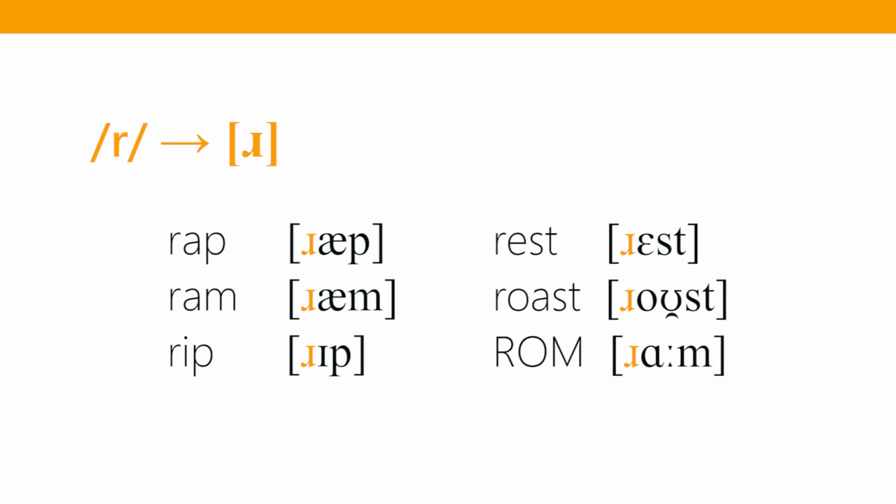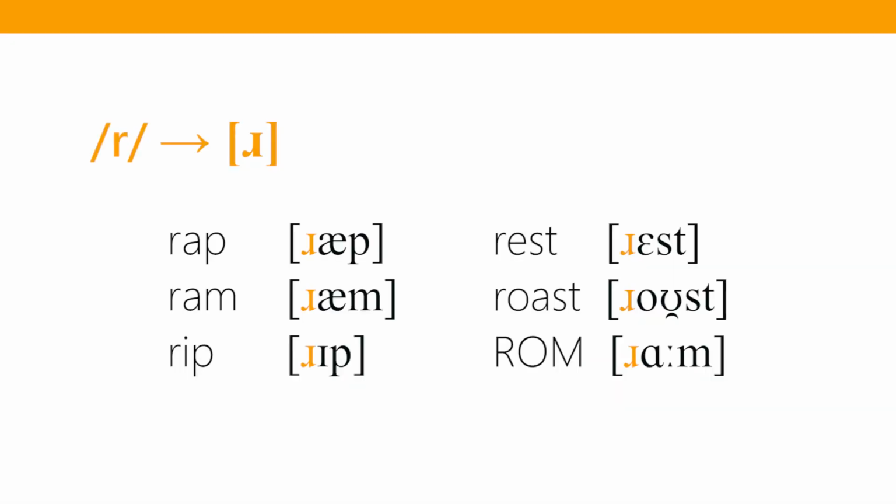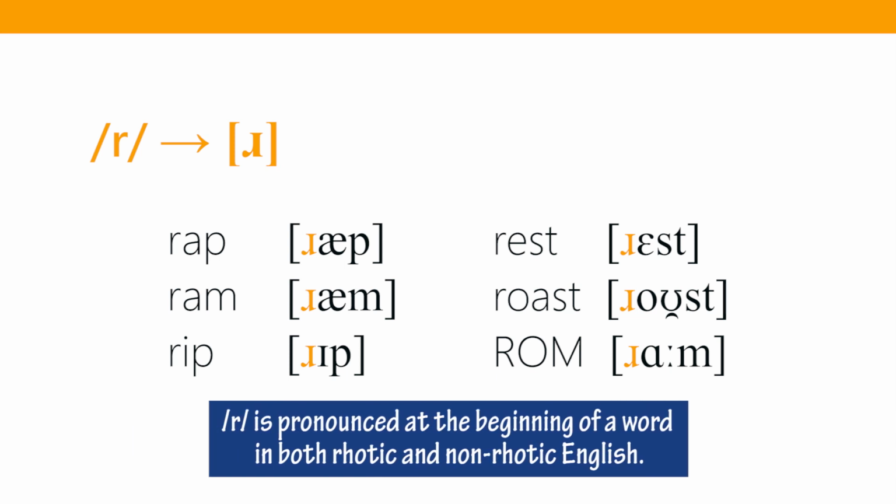So the sound ra in all of these is pronounced ra, which happens to be this sound, the voiced alveolar approximant. Okay, but this doesn't tell anything about the rhoticity of this dialect. Because in all of these examples, the ra is happening syllable initially, which means in the beginning of the syllable, followed by a vowel. And those R's will be pronounced in non-rhotic varieties of English as well.